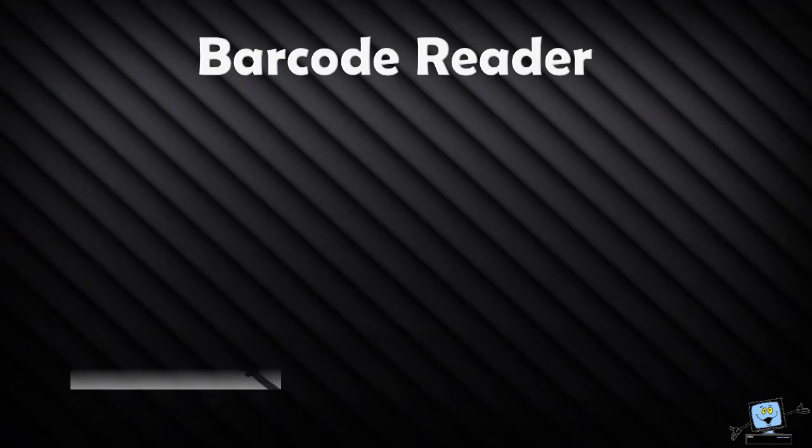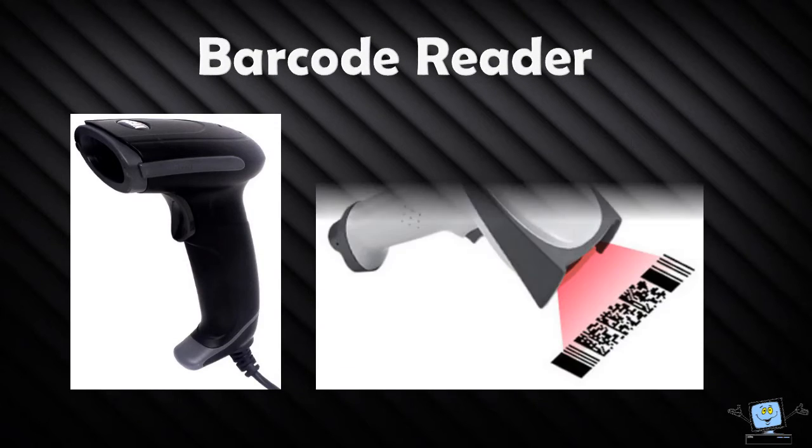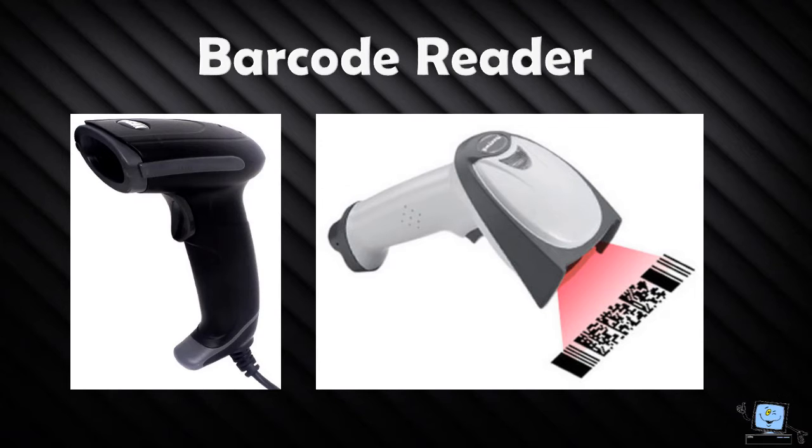Next input device is barcode reader. It reads barcode as input data. It consists of a light source, a lens, and a light sensor. It is basically used to identify the product number, person's ID, and location.